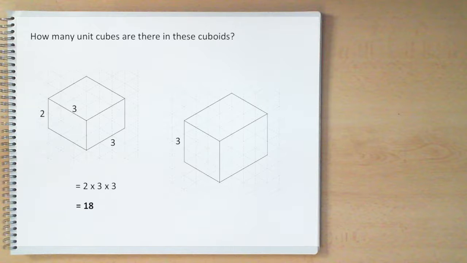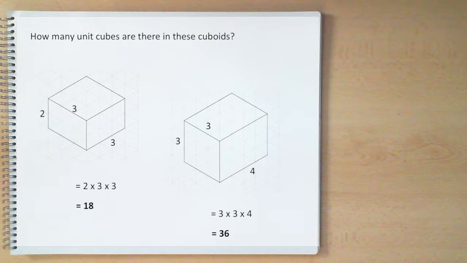Let's look at the second cuboid now. That has a height of 3, a width of 3, and a depth of 4 units. So using the same approach, the volume of this cuboid is the height times the width, so 3 times 3, times the depth, 4. So 3 times 3 times 4, that's 9 times 4, which equals 36.